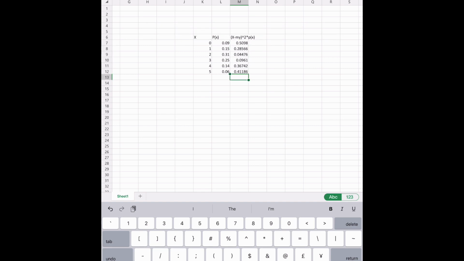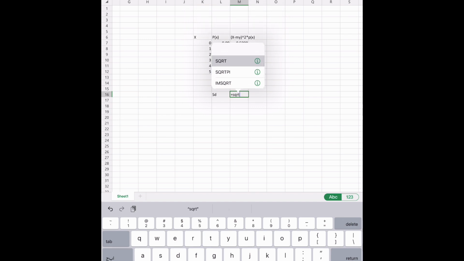All we need to do is just to find the sum. So we're going to say sum of this column, which is 1.1756. And then to find the standard deviation. So the standard deviation is equal to the square root, SQRT of the answer or the sum that we found. So that is our standard deviation basically.